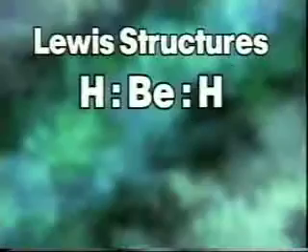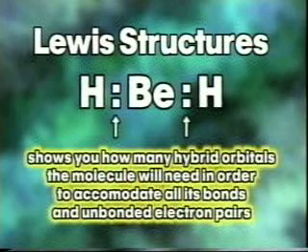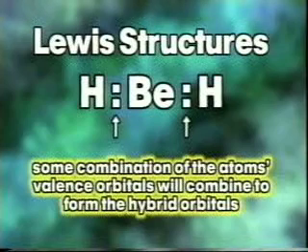So mixing two atomic orbitals creates two hybrid orbitals. A molecule's Lewis structure shows you how many hybrid orbitals the molecule will need in order to accommodate all its bonds and unbonded electron pairs. Some combination of the atom's outer or valence orbitals will combine to form the hybrid orbitals.